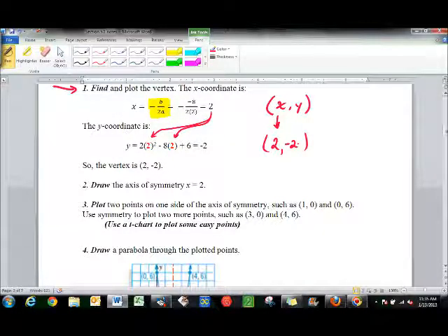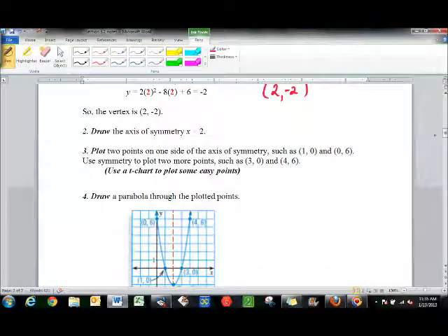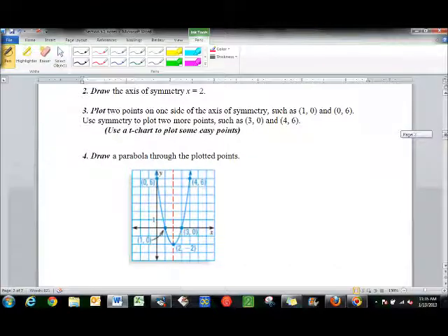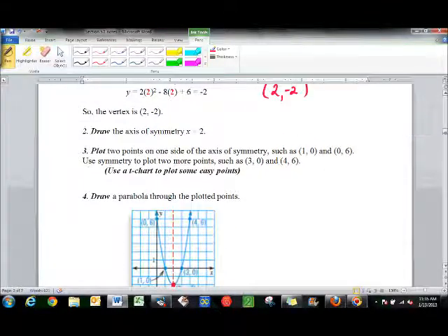Now, since we've found the vertex, the very first thing that we're going to want to do on this graph is to come in here and actually plot the vertex. Now, fortunately for us, the axis of symmetry is the same thing as the x value of the vertex. Keep in mind, however, that this is an equation of a vertical line. X equals any number is the equation of a vertical line. So the axis of symmetry is always going to be a vertical line.